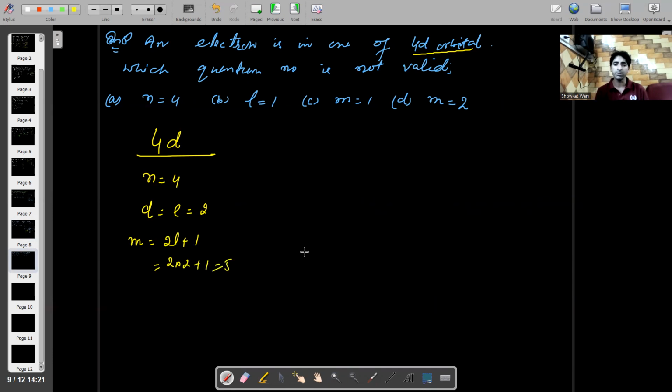अब ये 5 values कौन से होंगे, 0, +1, -1, +2, -2. These are the values which are possible, है ना। तो हम क्या कहेंगे, हमें बताना है कौन सा ऑर्बिटल वैलिड नहीं है। तो अगर हमारा 4d ऑर्बिटल है, n is equal to 4 करेक्ट है, m is equal to 1 हो सकता है, m is equal to 2 हो सकता है, बट l is equal to 1 नहीं हो सकता है, तो ये 4p ऑर्बिटल बनेगा। सो दिस इज द करेक्ट आंसर। क्लियर?